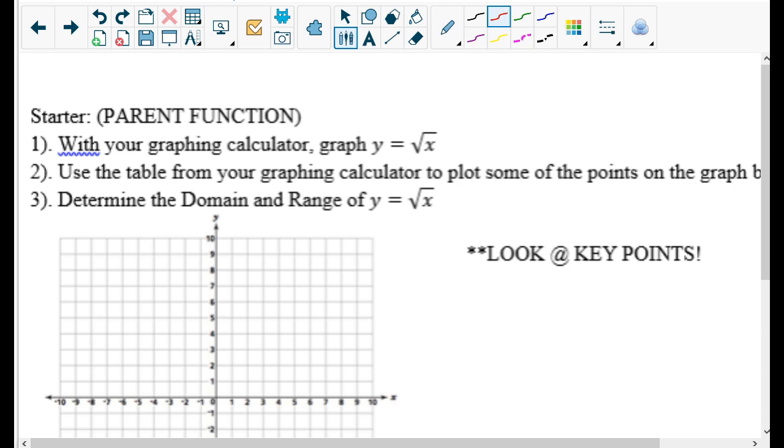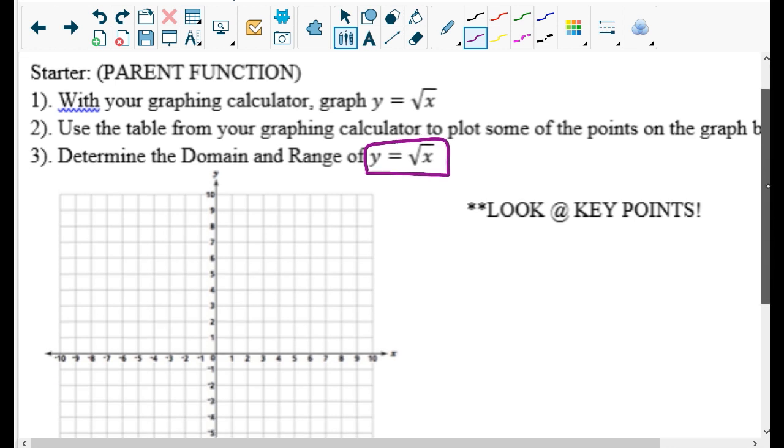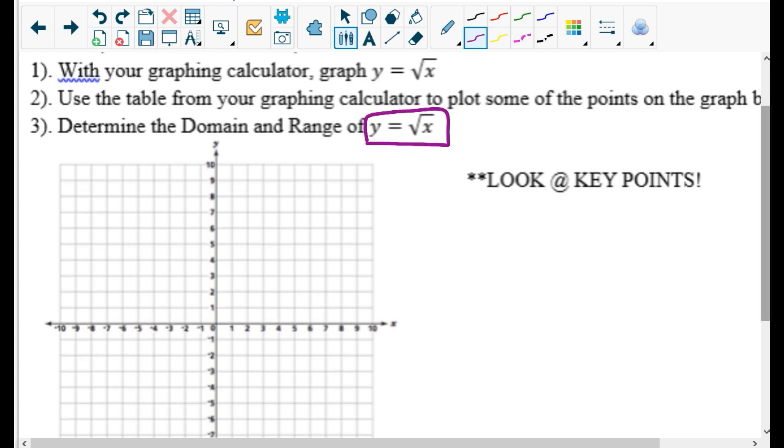Alright, so first we're going to graph this parent function here, y equals square root of x. We need to look for key points. What numbers can we take the square root of? Well, I can take the square root of 0, and it gives me 0. I can take the square root of 1, and it gives me 1. I can take the square root of 4, and it gives me 2.